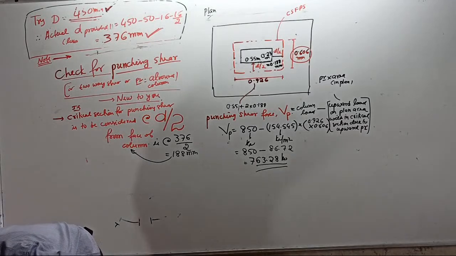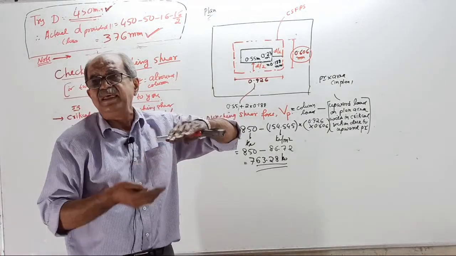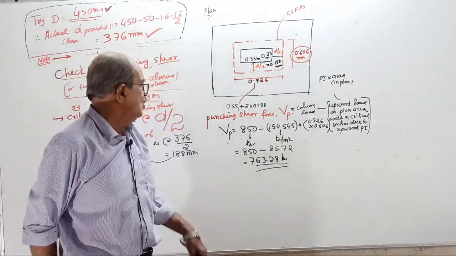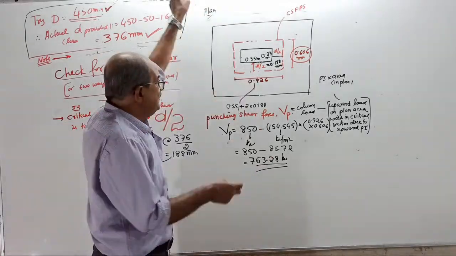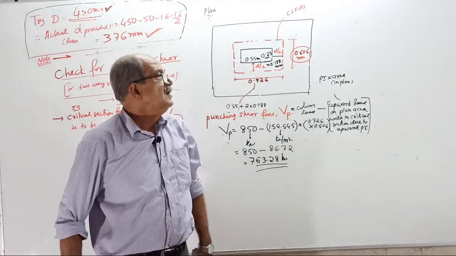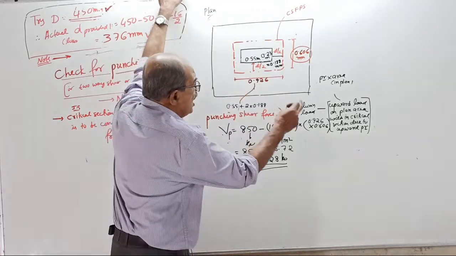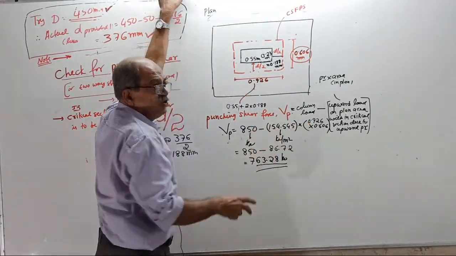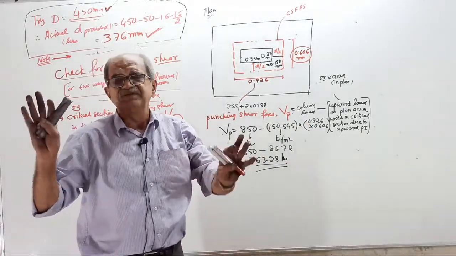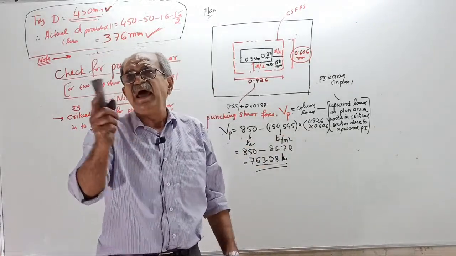Because of the pressure contact area, the punching force reduces by approximately 10%. So, the IS code says this is the force you have to consider. Now one small note. Many design offices do not consider this. To be on the safer side, they check punching with the direct column load.